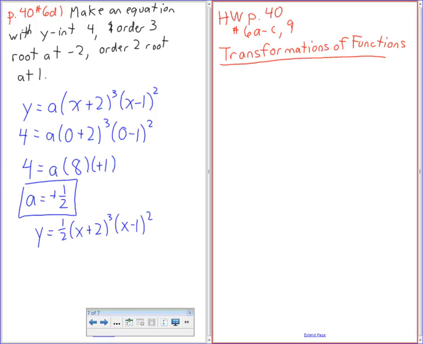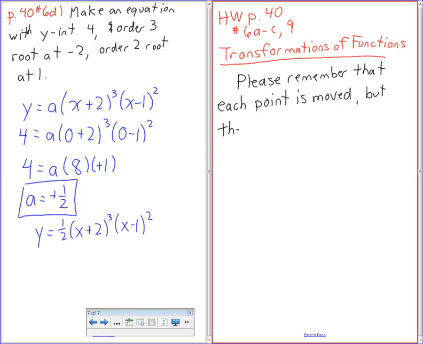Remember when doing transformations, that each point is moved, but the overall shape is the same. Okay, what I mean by that is, if you have a cubic and you do a vertical stretch or a translation, it's still going to have a little hitch in the middle like this. It's still going to be a cubic, that's what I'm saying.